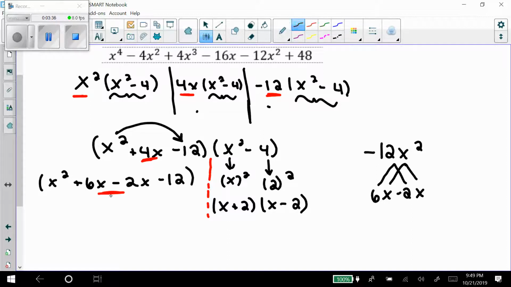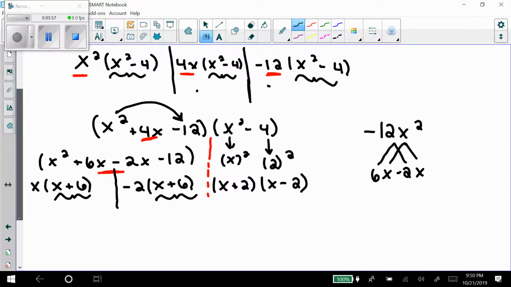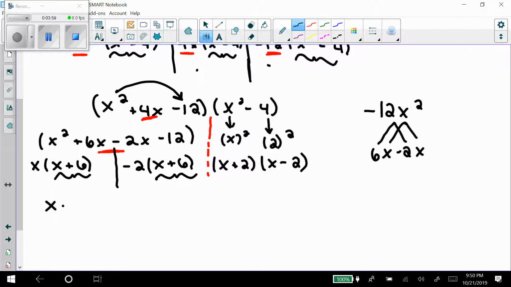All right, we are going to split it down the middle and factor by grouping again. So we pull out our GCF. Our GCF here is x. This leaves us with x plus 6. And over here, our GCF is negative 2, x plus 6. X plus 6 matches with x plus 6, so you know you did it right. And you just smush the front two terms together. Rewrite your parentheses ones, and that's it.